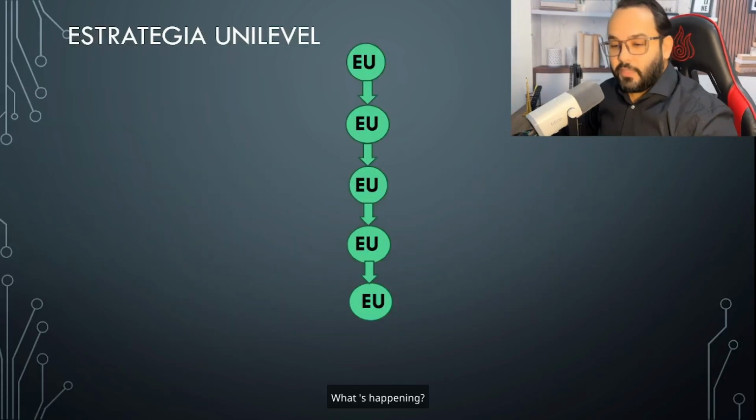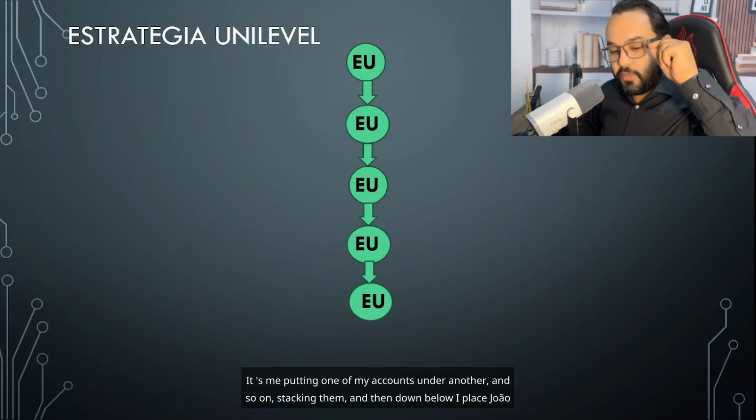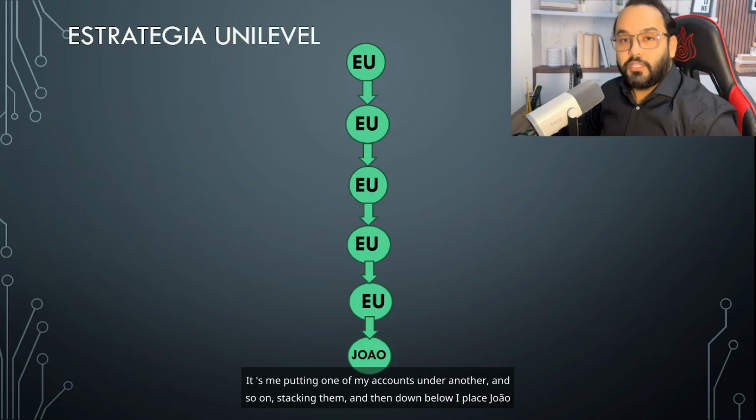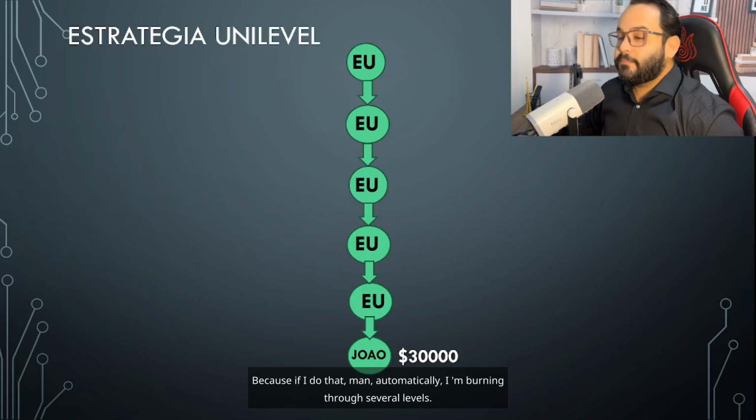What's happening? What shouldn't we do? Is this right here? Look. It's me putting one of my accounts under another and so on, stacking them, and then down below I place Joao with an investment of $30,000. You get it? Because if I do that, man, automatically I'm burning through several levels.